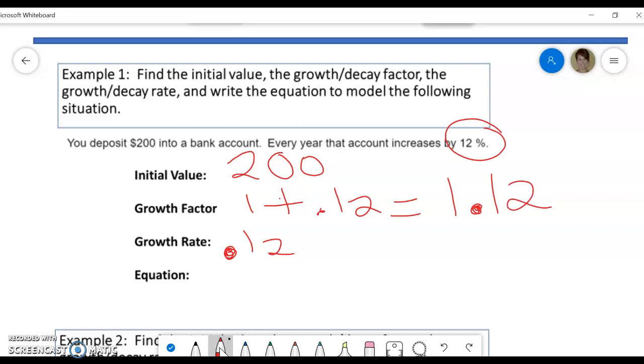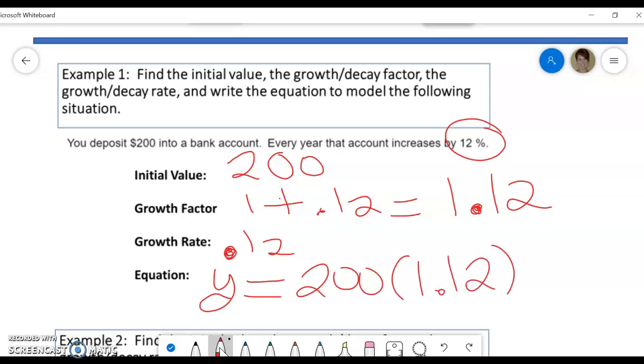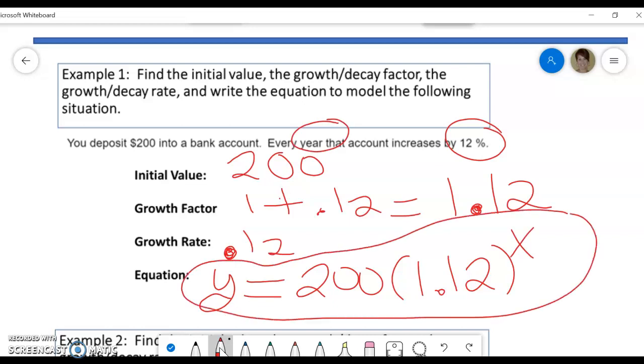So the equation that you would write to describe the situation would be the amount of money. The initial amount would be 200 times our growth factor to the X number of years. And I know that X would stand for years because of this year right there. So our final equation is y equals 200 times the quantity of 1.12 to the X. Okay?